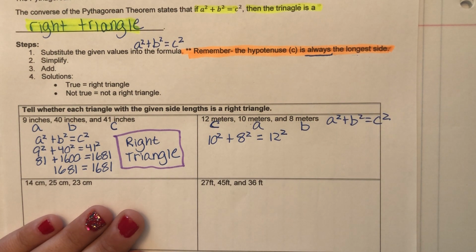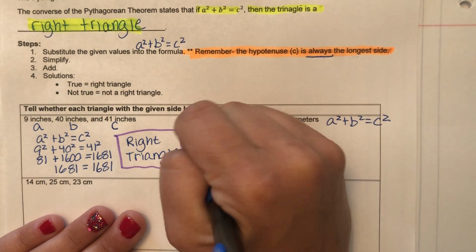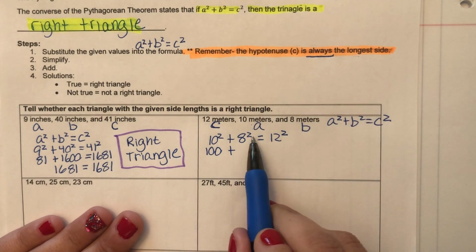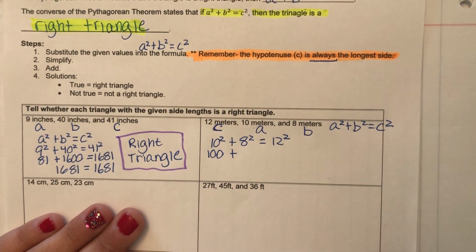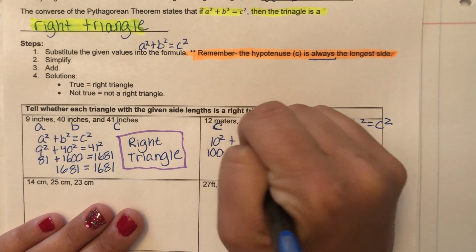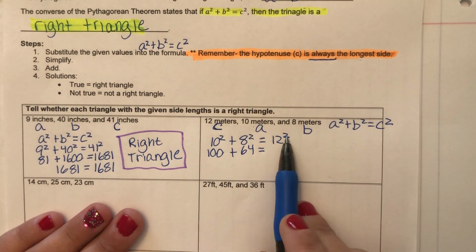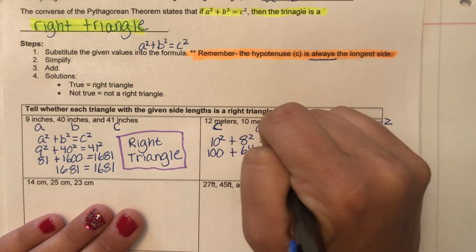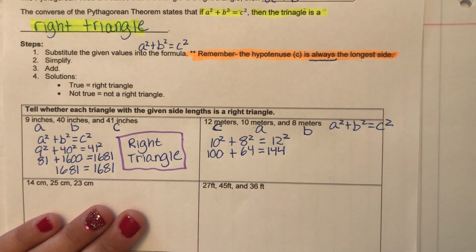So 10 squared, 10 times 10, that's 100. Plus 8 squared, that's 8 times 8, or you can use your calculator. 8 times 8 is 64, equals 12 squared. 12 times 12 is 144. So those were easy to just do some mental math with.